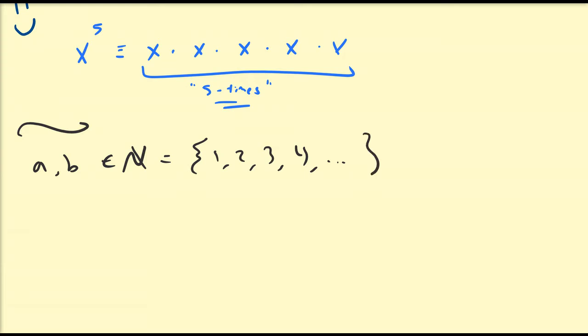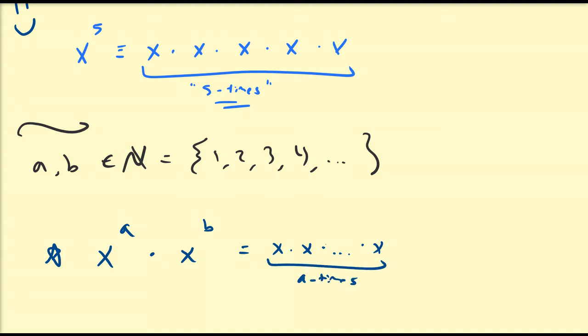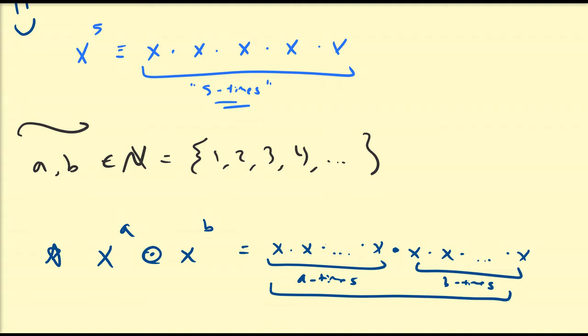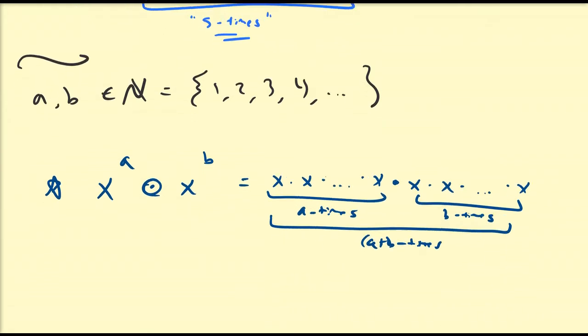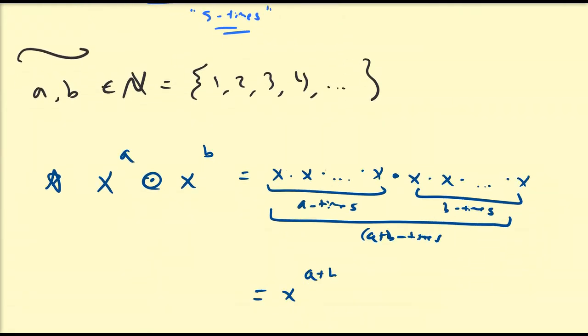Alright, so let us assume we want to multiply together x to the power of a times x to the power of b. So using our definition, this is just going to be x times x times x, this is a times, and then times, so that's that times, x times all the way down to x, and let's assume this is b times. So there's a x's here, b x's here, therefore there are going to be a plus b x's there. So that means this expression is the same as x to the a plus b.